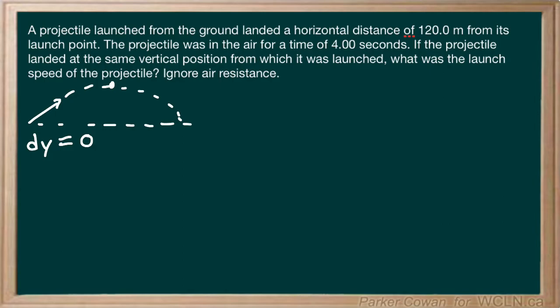The other things that we can gather from this is that its time in the air is 4 seconds, and the acceleration due to gravity is negative 9.8 meters per second squared. Now the written solution for this one uses a different method, so I'm going to use both methods here, and you can use whatever one you pick.